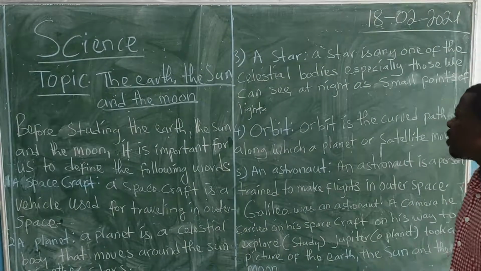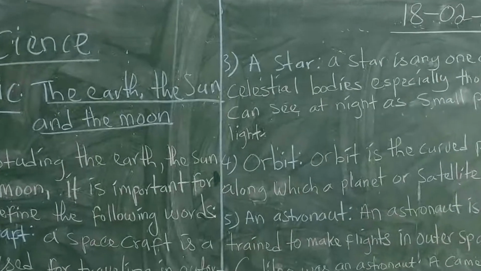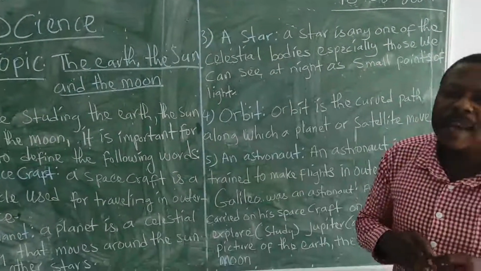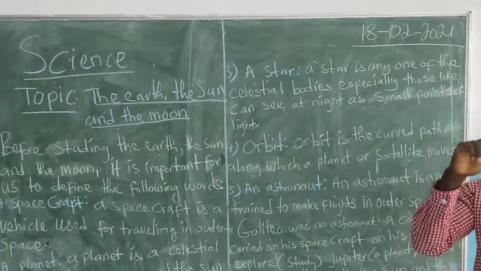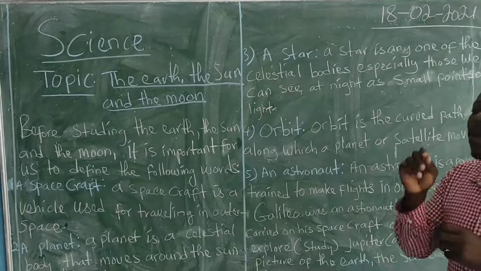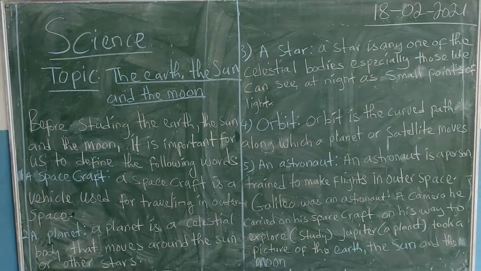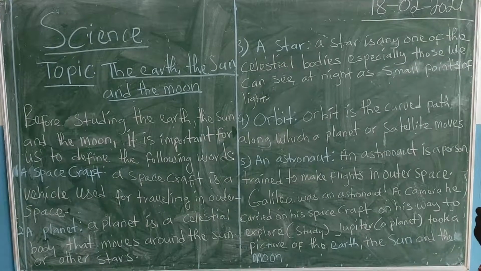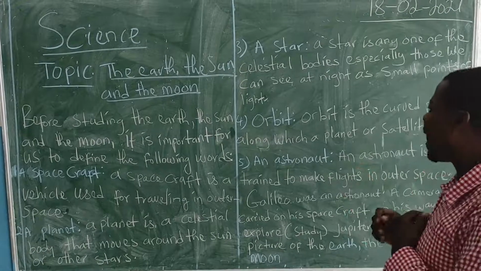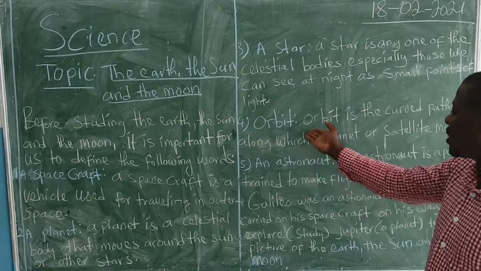The next word we shall be looking at is star. What is a star? A star is any one of those celestial bodies, or heavenly bodies, that appears as a little point of light at night. Any celestial body that appears as a little point of light at night is called a star.